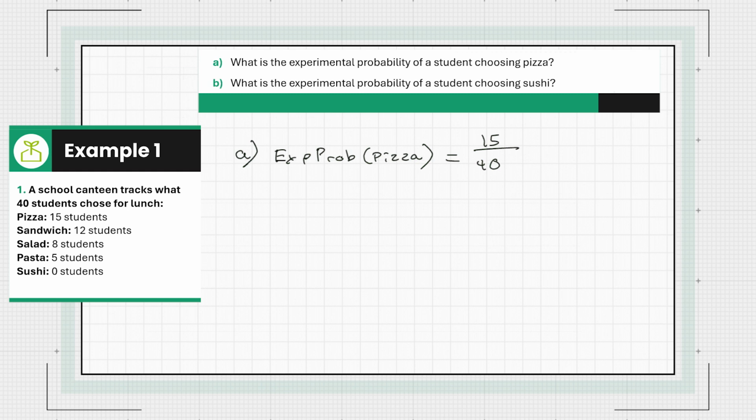Okay? If we look at B, we can get what is the experimental probability of a student choosing sushi? Okay, well, how many students chose sushi? No one did. 0 out of 40, so the probability is just 0.